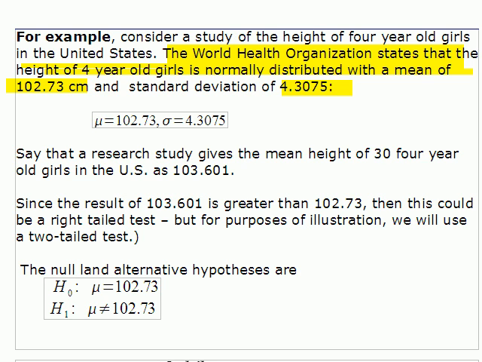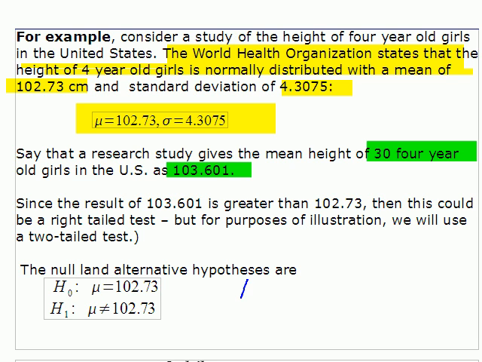Okay, you can even look that up and find out that's real data. All right, so here was your situation right here. Their mean was 102.73, standard deviation of 4.307. Okay, now you get some new research in here, and the new research says that the mean height is 103.601 instead of 102.73 for a group of 4-year-old girls in the US. So let's see how we're going to write that as null and alternative hypotheses.